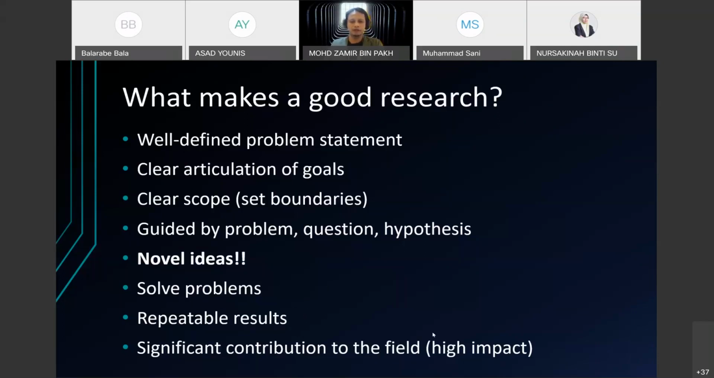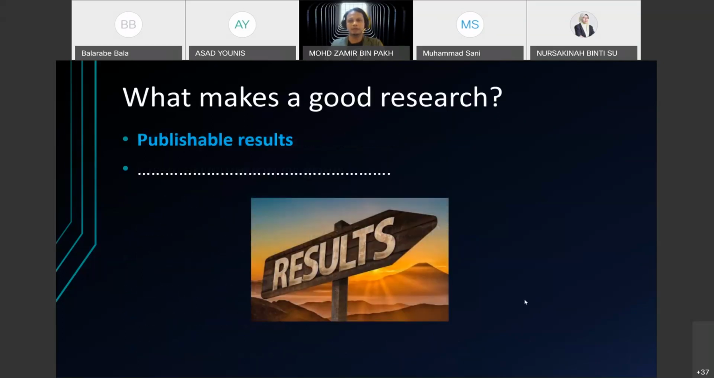Significant contribution to the field. Somebody mentioned about significant contribution to the field just now. And then what else? Publishable results, right? You want to publish your results, okay? So to be able to be published, there are certain criteria needed from the results. We're going to see later on. Okay, there are many more points, but these are among the points that make a good research.